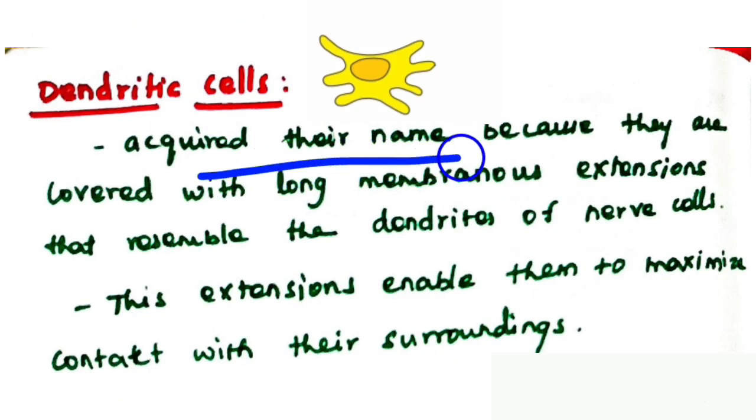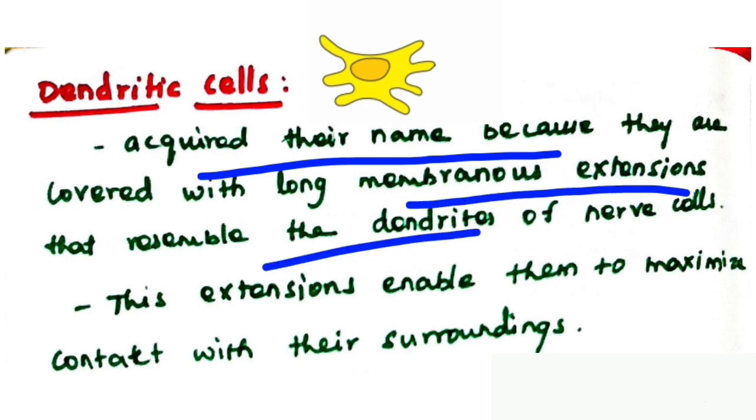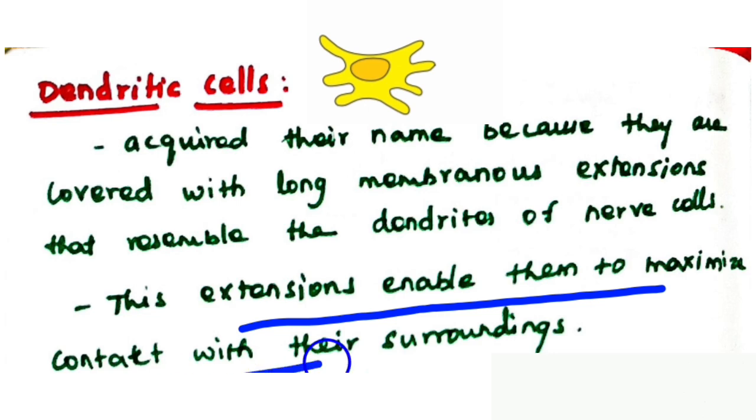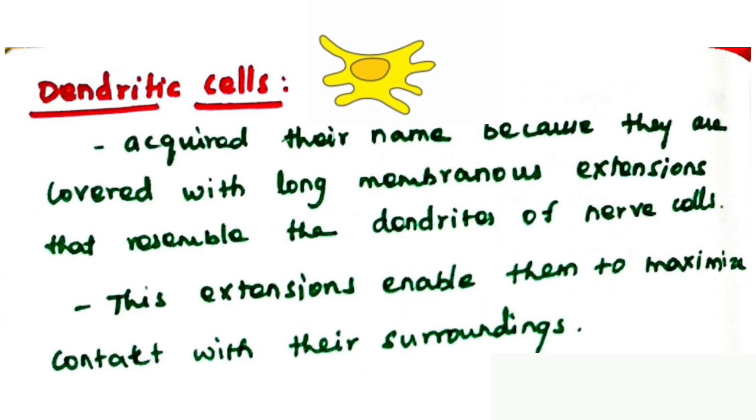Dendritic cells acquire their name because they are covered with long membranous extensions that resemble the dendrites of nerve cells. That's why these cells are known as dendritic cells. These extensions enable them to maximize contact with their surroundings. There will be an increase in surface area, so it maximizes the contact with the surroundings.